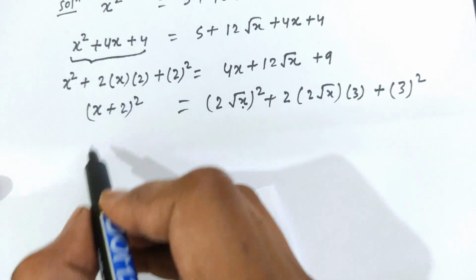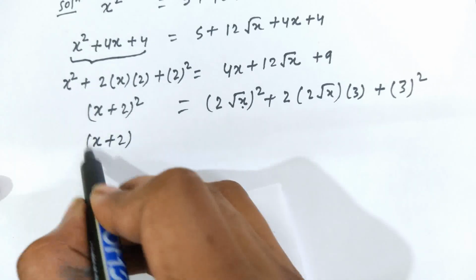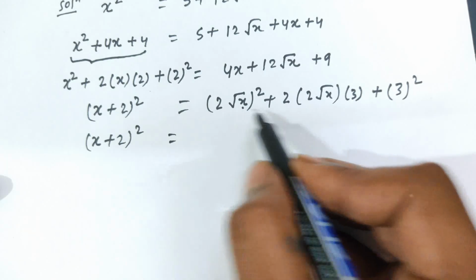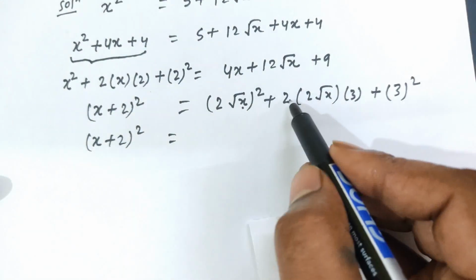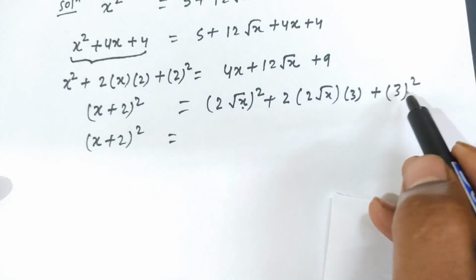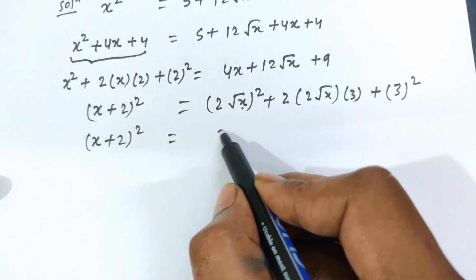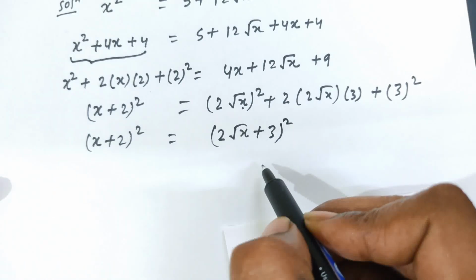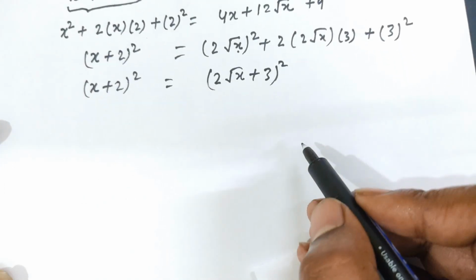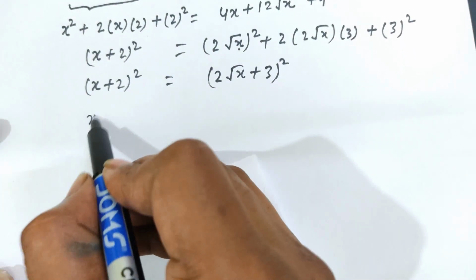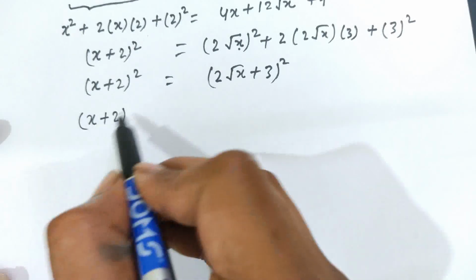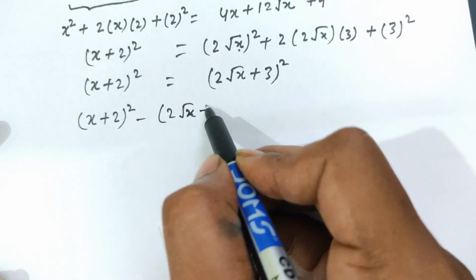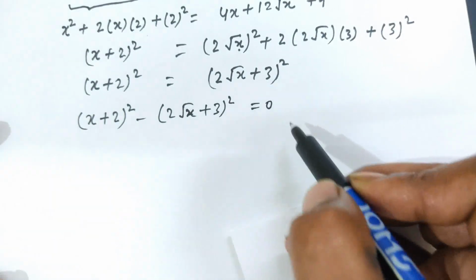In left hand side we have x plus 2 whole square, and this is equals to, if this 2 times square root of x is a and this 3 is b, then a square plus 2 times ab plus b square, that is a plus b whole square, where a is 2 times square root of x and b is 3. Now if we take all expression in same side, then you will get x plus 2 whole square minus 2 times square root of x plus 3 whole square, and this is equals to 0.